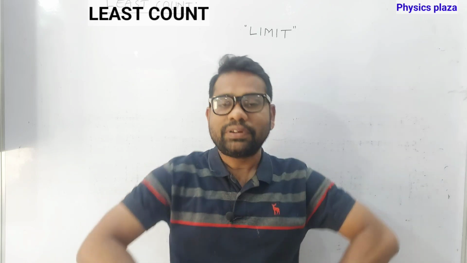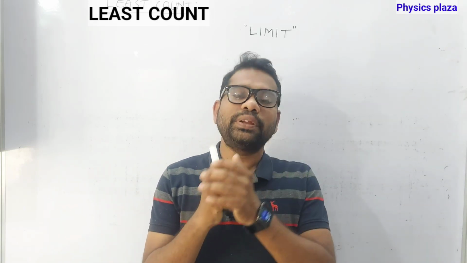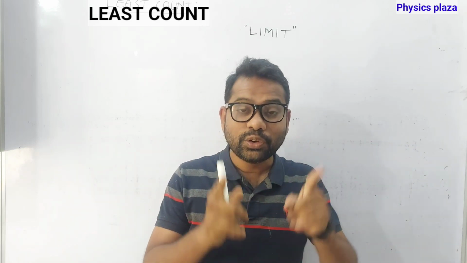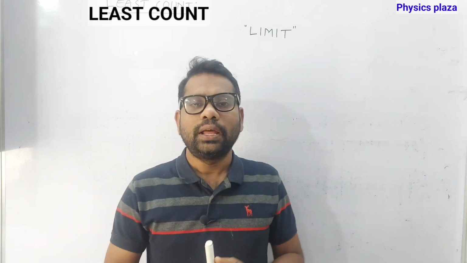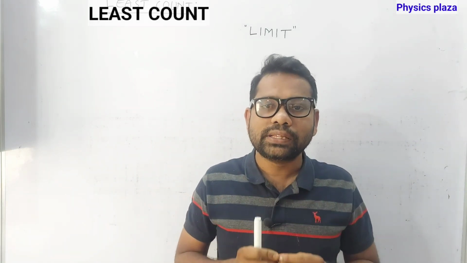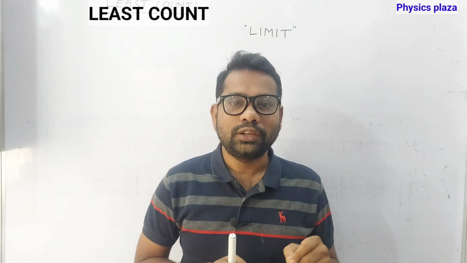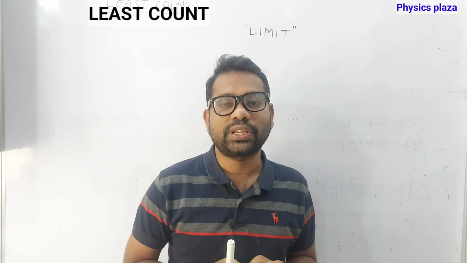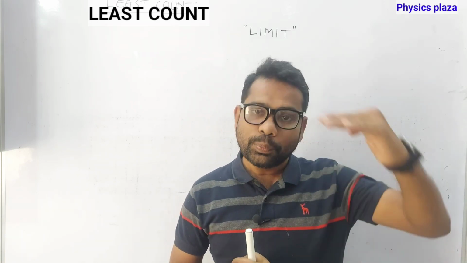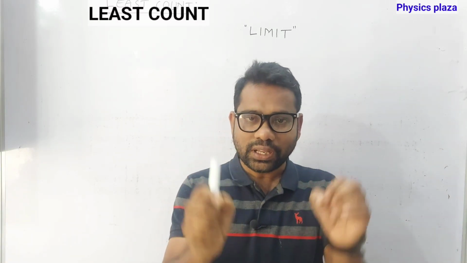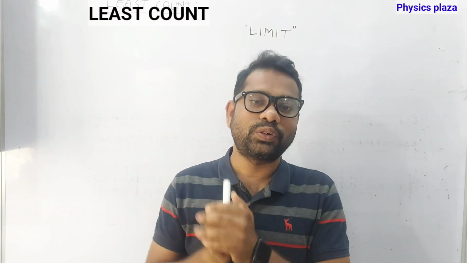Now come to our concept. Limit means what? You can take any device, children. Every device has its own limit, meaning only to a particular minimum extent can we measure. Below that, we cannot measure. That is actually the concept of least count.